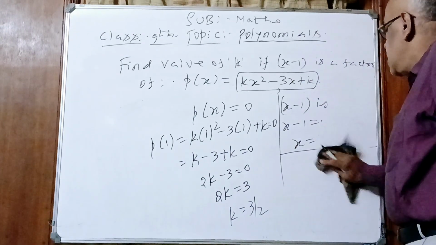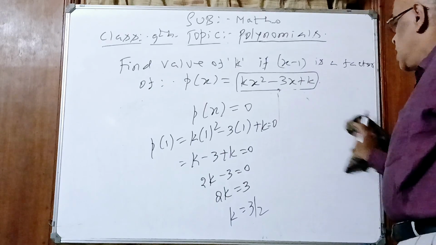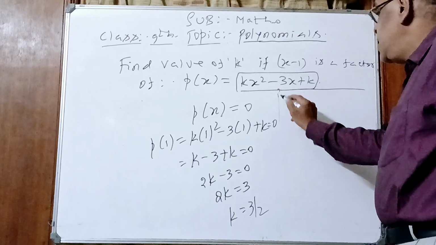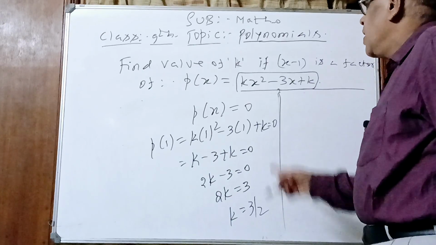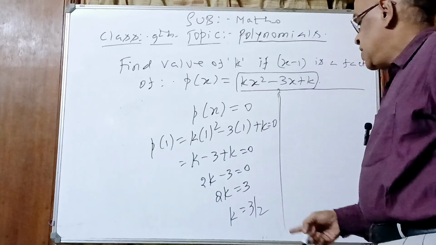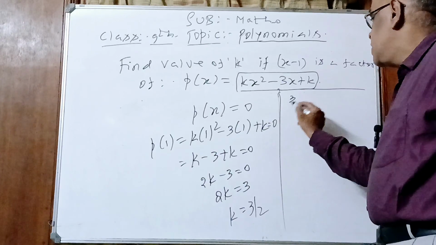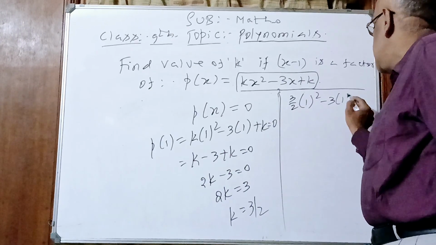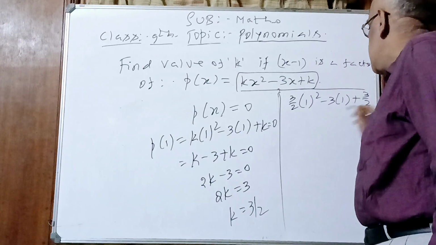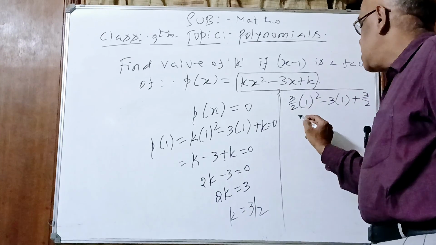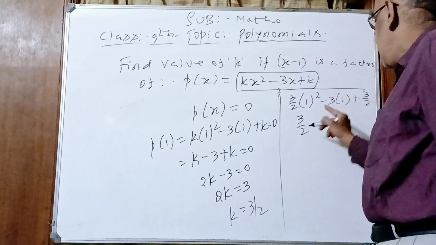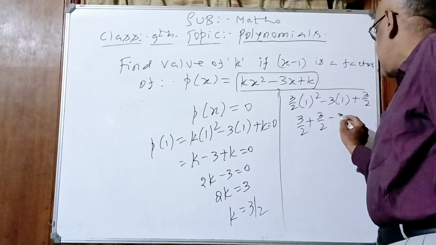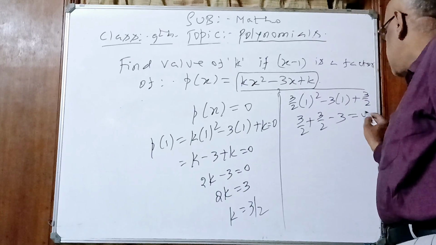Now, do the cross verification. Check it. That's called cross verification. Whether my answer is right or not. Now, put in place of k, what you have to put? 3 by 2 into 1 square minus 3 into 1 plus 3 by 2. 1 square 1 into 3 by 2, 3 by 2, children. I'll take this plus 3 by 2 first, then I'll take it minus. I'll interchange this term. It should be 0.